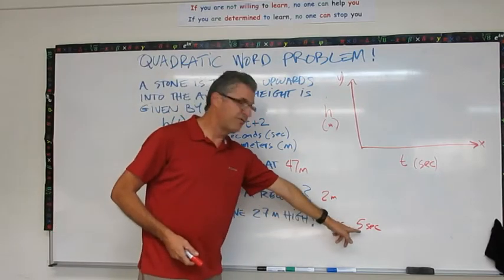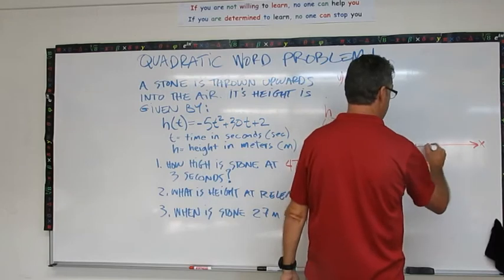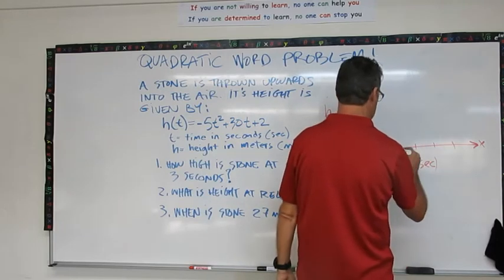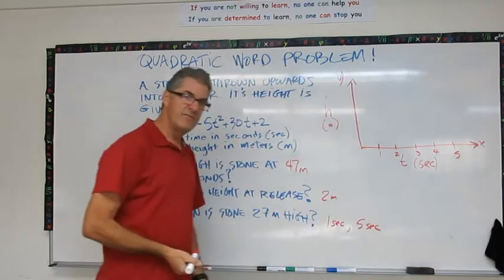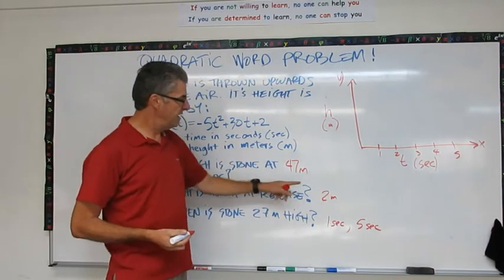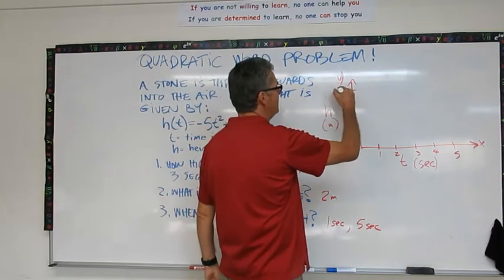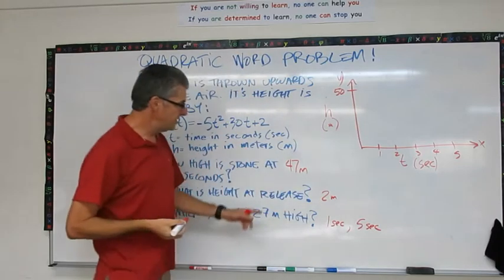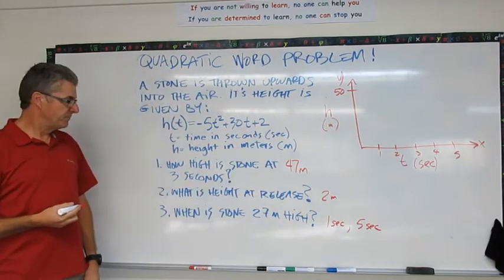Our seconds range from 1 to 5. So I'm just going to go 1, 2, 3, 4, 5. 1, 2, 3, 4, 5. That's going to capture everything we need. And I have two heights. I have a 2 meter height and I have a 47 meter height. So what I'm going to do is I'm going to grab 50 right there. And that's going to let me capture my 2 meters and my 47 meters. Okay?